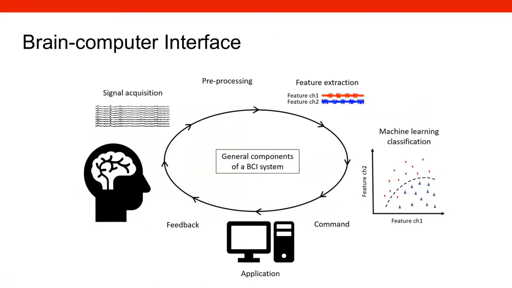A BCI system allows the user to control external devices using brain activity. Firstly, the user's brain signal is recorded, digitized, and processed by signal processing techniques, and features are extracted. Afterwards, machine learning is used to translate the features into control commands for an application, which can provide feedback to the user. Commonly, non-invasive BCI uses EEG to measure the brain signals.